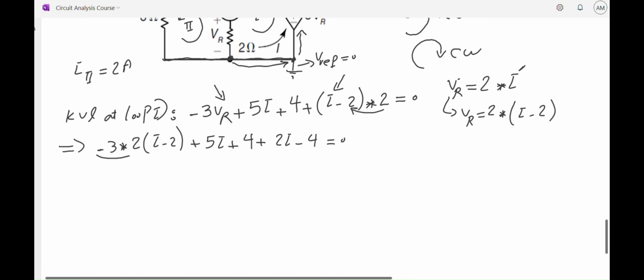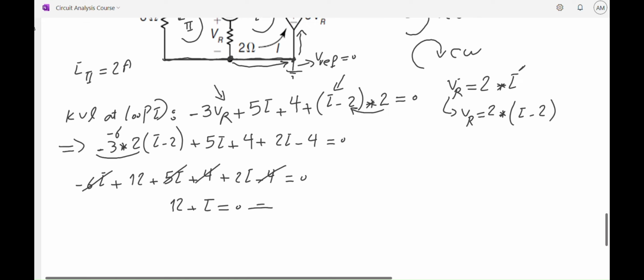Okay, I'm gonna just extend negative 3 times 2, which is negative 6. So minus 6 times I, minus 6I, plus 12, plus 5I, plus 4, plus 2I, minus 4 equals 0. So minus 4, positive 4 cross out. I have negative 6I plus 5I, which is negative I, plus 2I, which is positive I, equals, actually positive 12 plus I equals 0, or I equals negative 12.